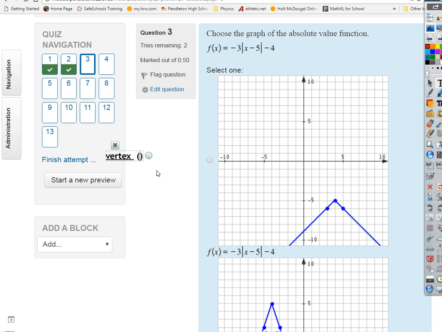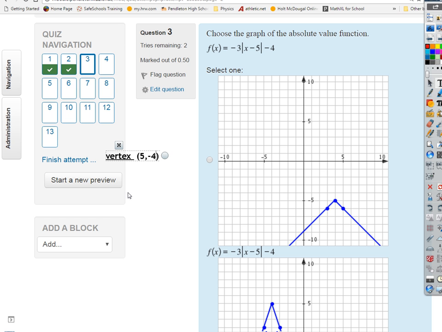Okay, Mallory, what's my value of H? 5. Good. What's my value of K? Okay, so then the coordinates of the vertex are? 5, -4, right? Okay, so there's the vertex.